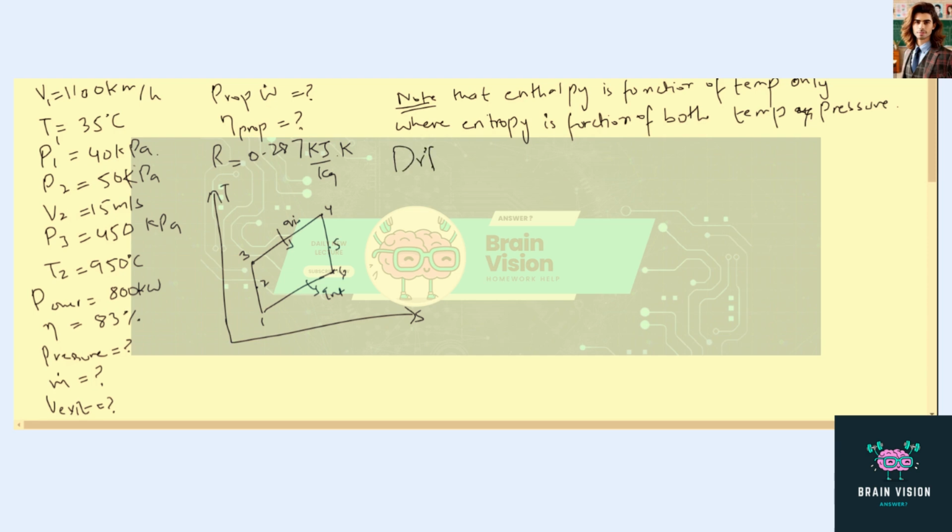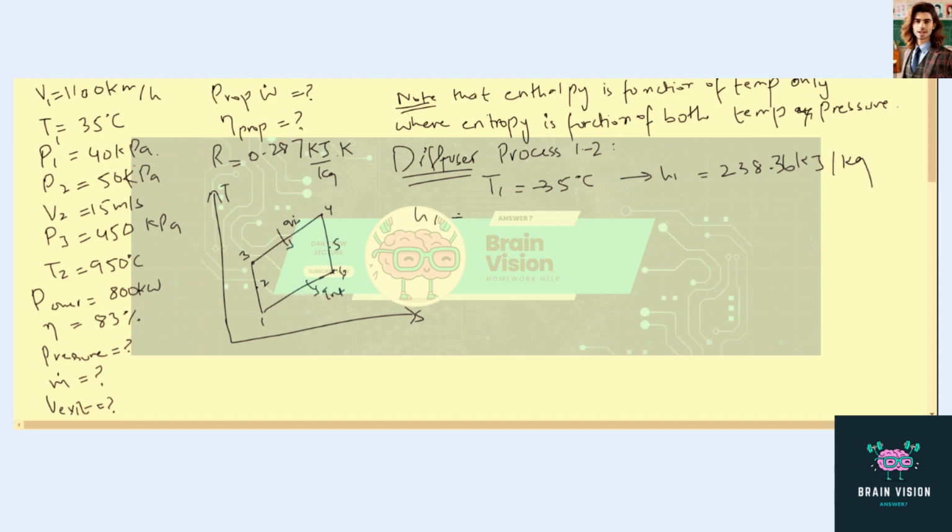Now first we will work on the diffuser, in the process 1 to 2. T1 temperature is minus 35 degrees centigrade, at which H1 is equal to 238.636 kilojoule per kg.